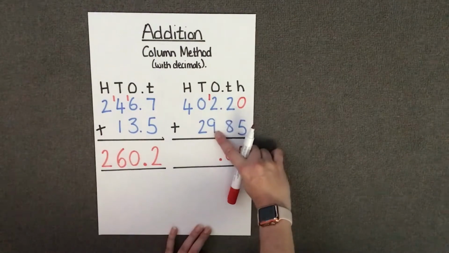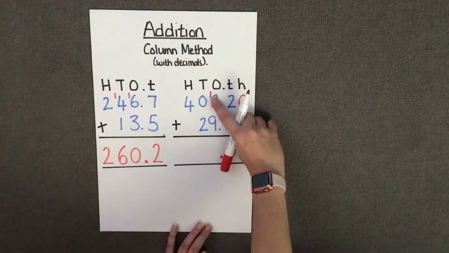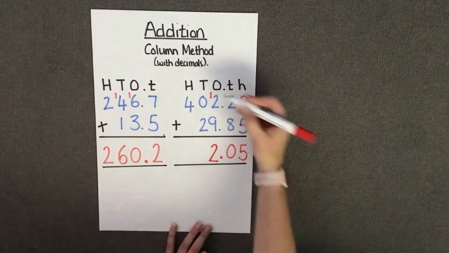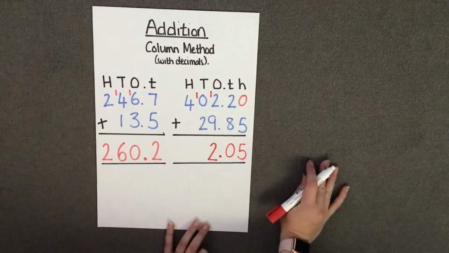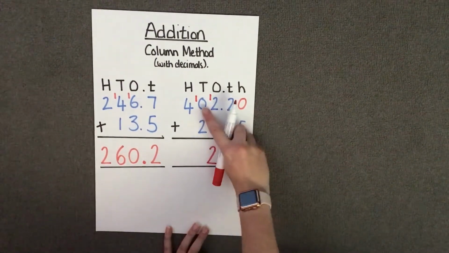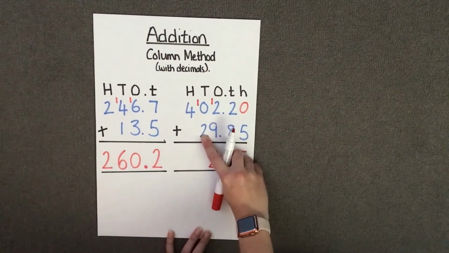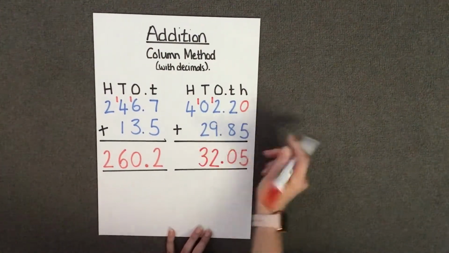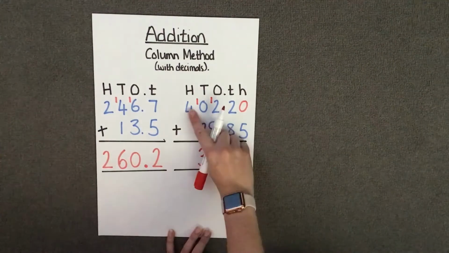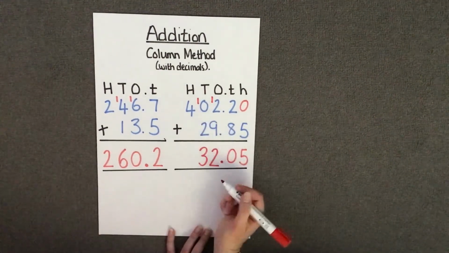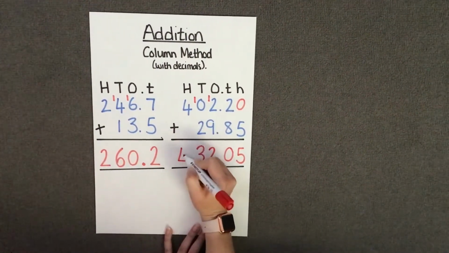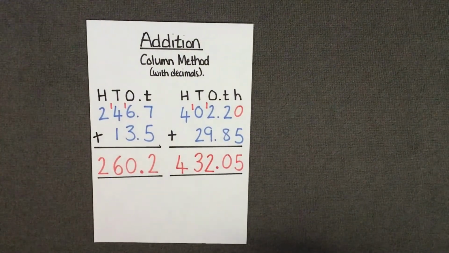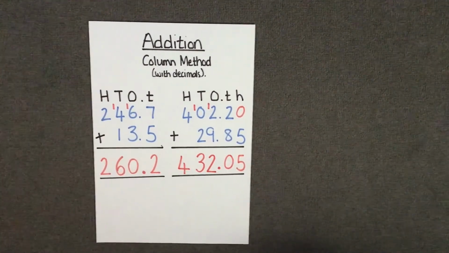2 ones, add 9 ones is 11 ones, add 1 is 12 ones. In the number 12 ones, we have 2 ones and 1 ten. Now we can add our tens column. I have no tens, add 2 tens, which is 2 tens, add my carried 10, which is 3 tens. And finally, we can add our hundreds. 4 hundreds, add no hundreds is 4 hundreds. So the answer to 402.2 add 29.85 is 432.05.